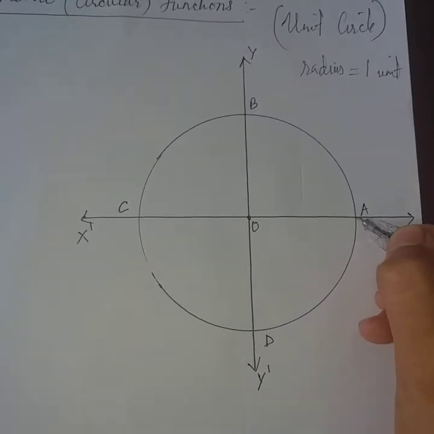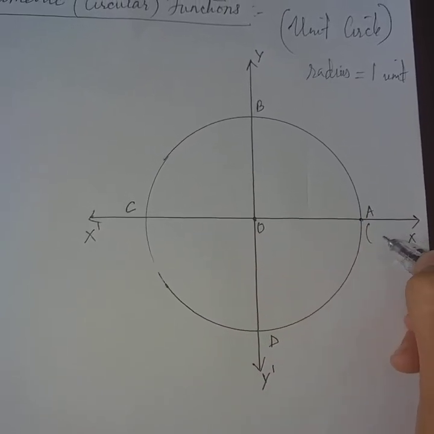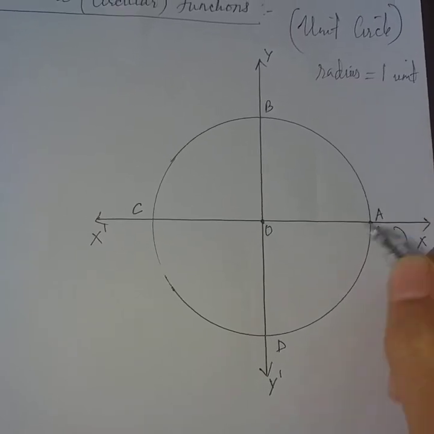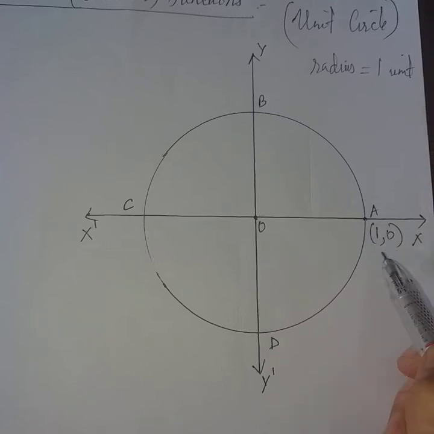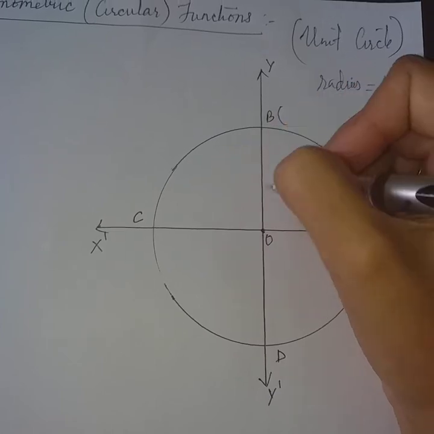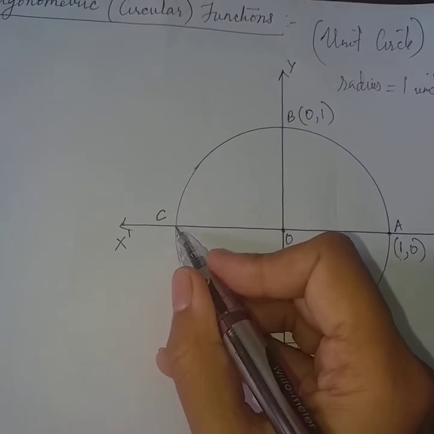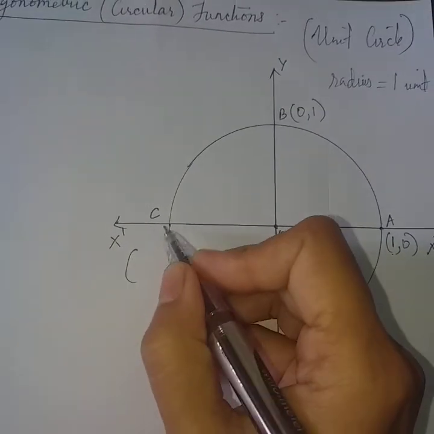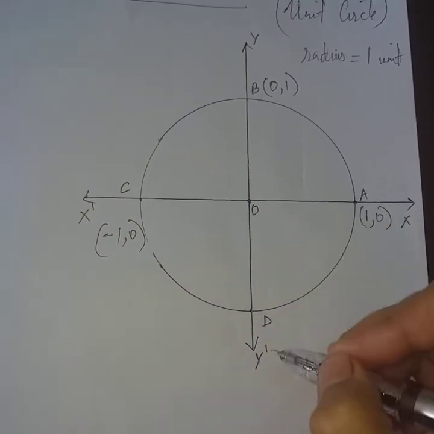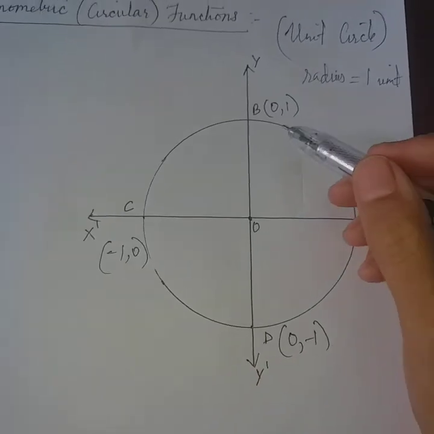At the point A, it cuts the positive x-axis. It means the coordinate of this point is (1, 0), because OA is 1 unit. B is the point on the positive y-axis, so this will be (0, 1). C is the point on the negative x-axis, so this will be (-1, 0). And D is a point on the negative y-axis, so this is (0, -1).